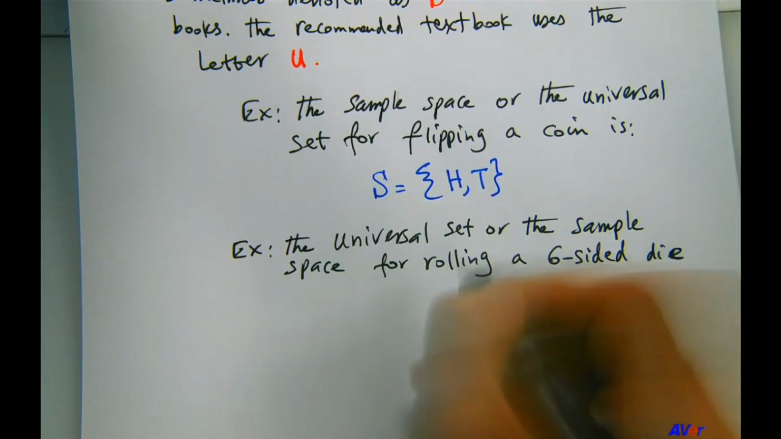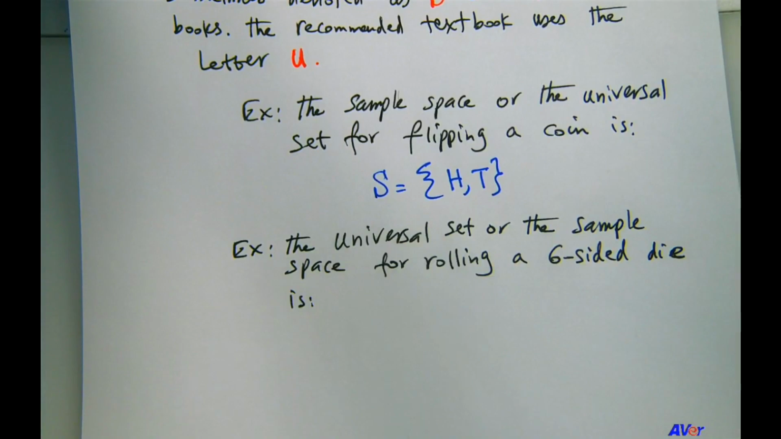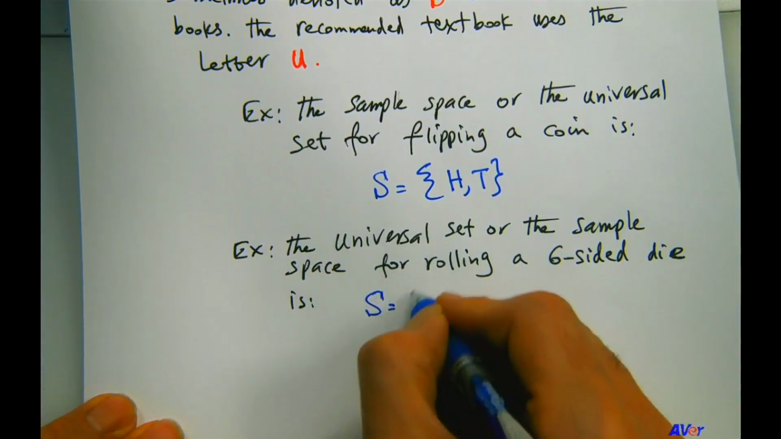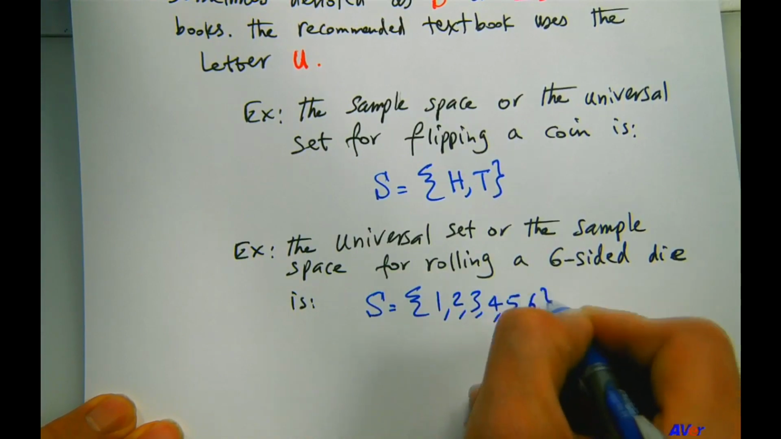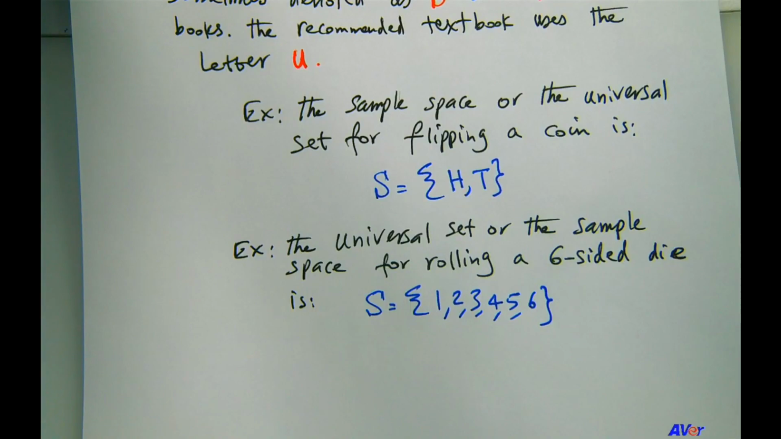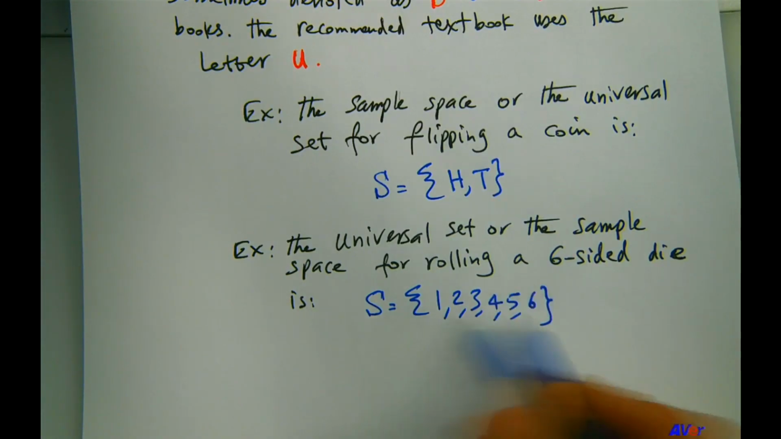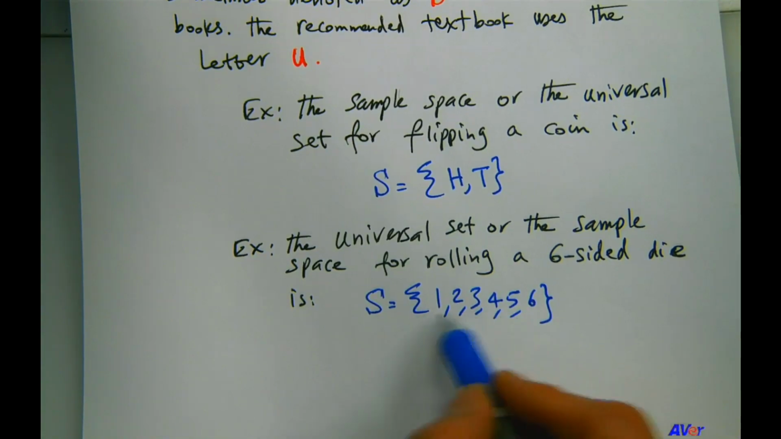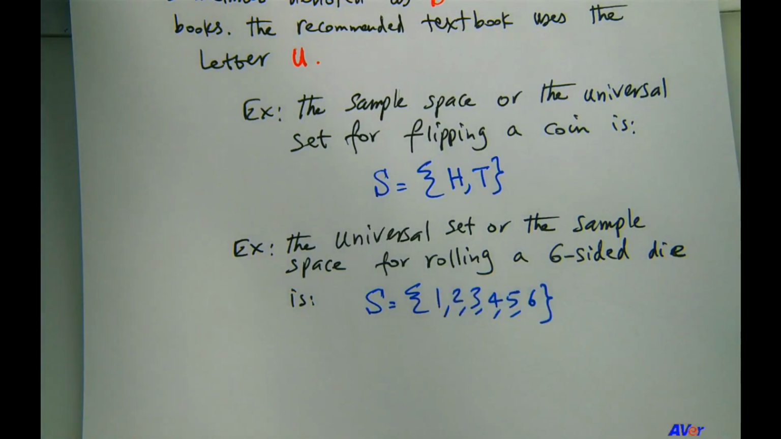A six-sided die is as follows: 1, 2, 3, 4, 5, and 6, right? So if you roll a six-sided die, again, as many times as you like, billions of times, you're not going to get an outcome that is not in here, right? This is a sample space. It contains all possible outcomes from rolling a six-sided die. Okay?